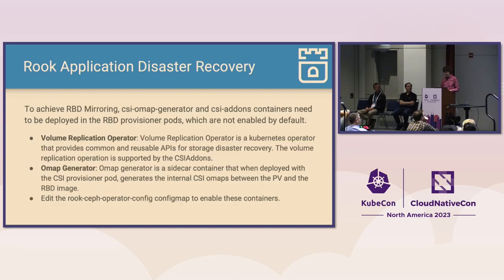So another thing that we need to make this solution work, and this is coming again from CSI, we need a volume replication operator, and we need an OMAP generator. These are sidecars. If you've ever used or deployed Rook, you'll see that there's CSI pods that get created. One of them is called the RBD provisioner. These two sidecars will become containers within that RBD provisioner. And you can enable those if you're doing it manually via the config map for Rook Ceph.